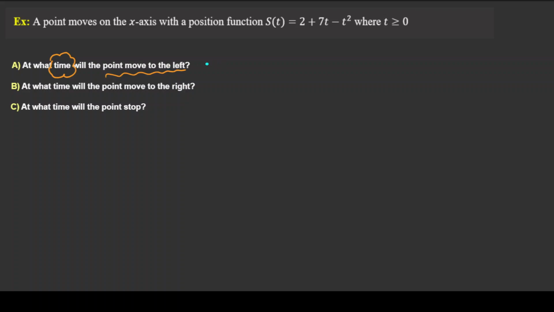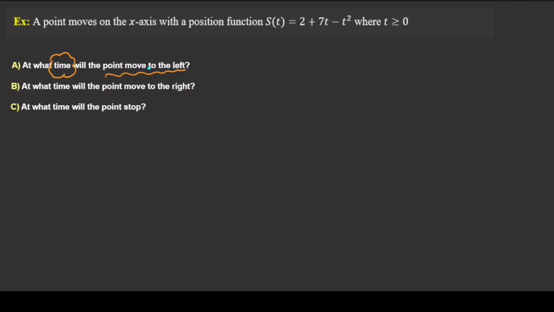Velocity, right? Velocity gives us information about the position function. So guys, in the previous video we talked about this. Velocity gives us information about the position. If the velocity is positive, the particle or point moves to the right. If it is negative, it moves to the left. Horizontally it's left or right, and vertically it's up or down.